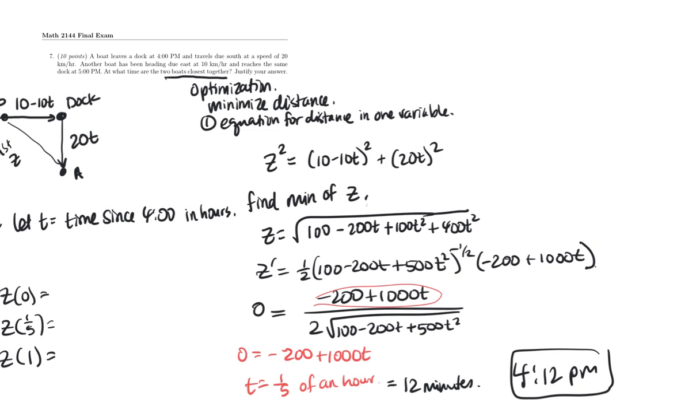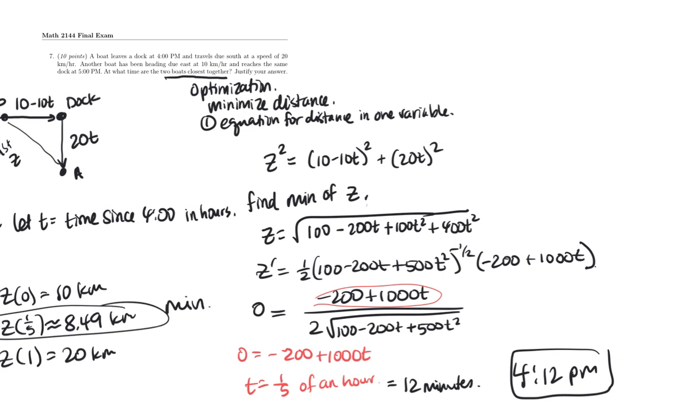At 0, if I plug in 0, I'm going to get the square root of 100, which is 10. If I plug in 1/5, I'll get approximately 8.49. And if I plug in 1, I'm going to get 500 minus 200, that's 300 plus 100, 400. The square root of 400 is 20. And so this is my minimum distance.